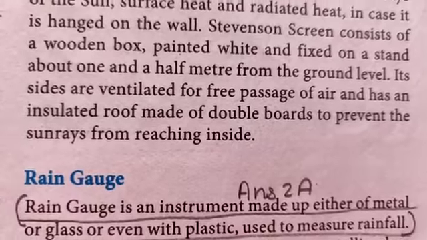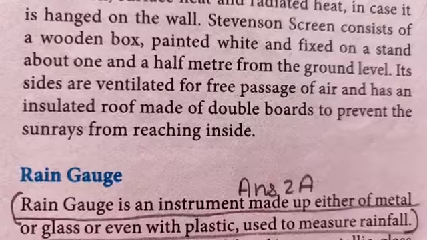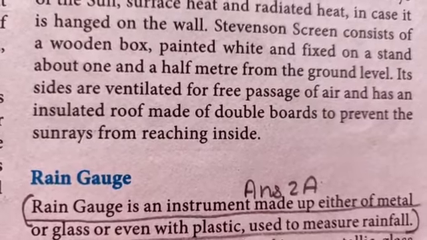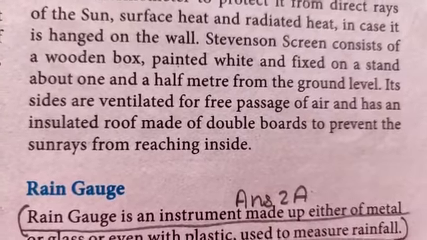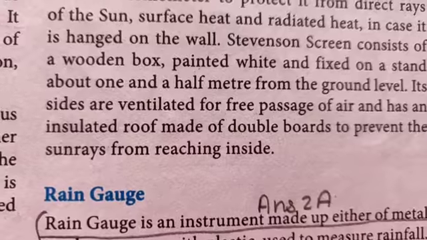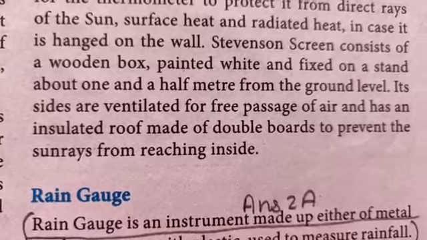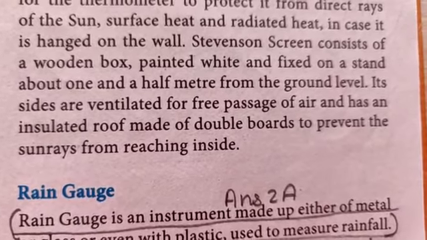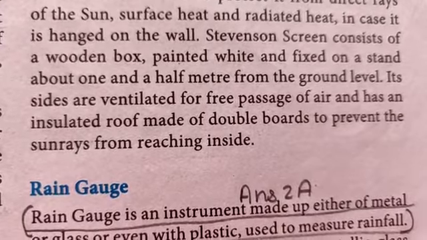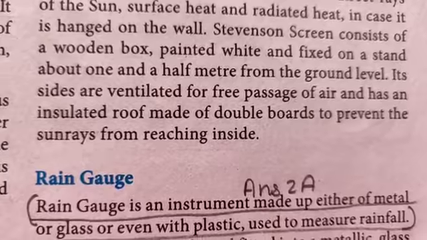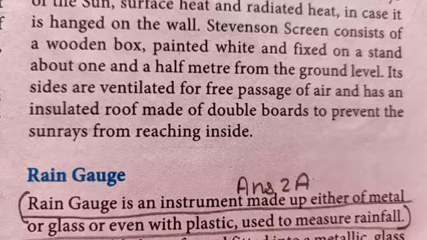Now, painted white and fixed on a stand about 1.5 meter from the ground level. You must have learnt about terrestrial heating in class 7 or 6, or even when you were in class 5. The rays of the sun directly fall on the earth's surface, and then the heat which is emanated from the earth's surface heats the atmosphere. So this is why it is kept about 1.5 meter from the ground level.